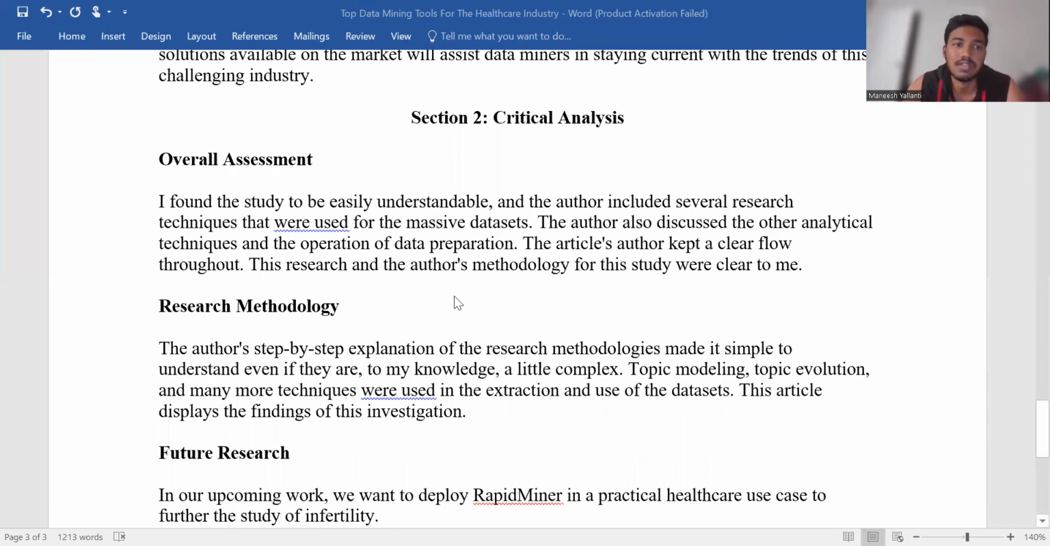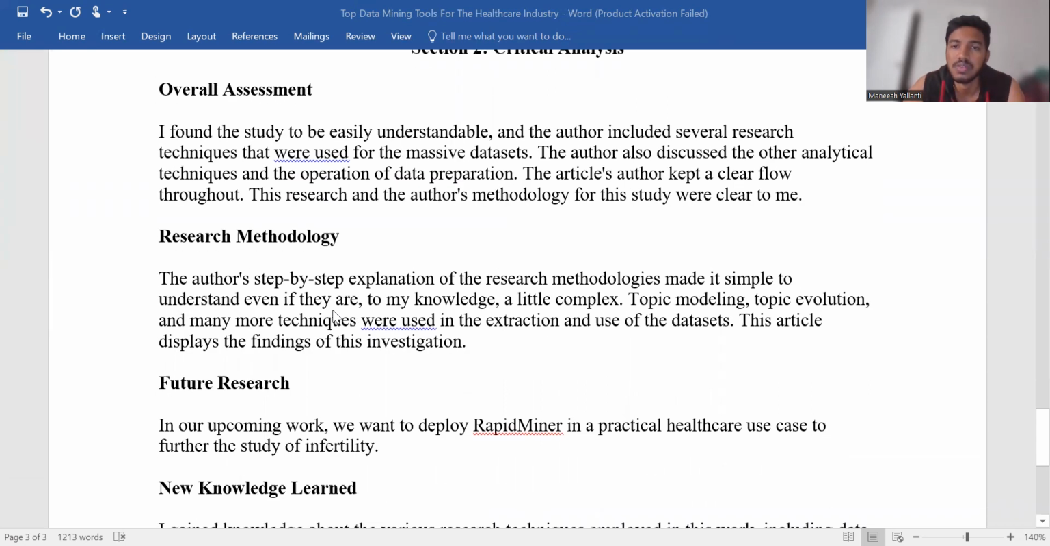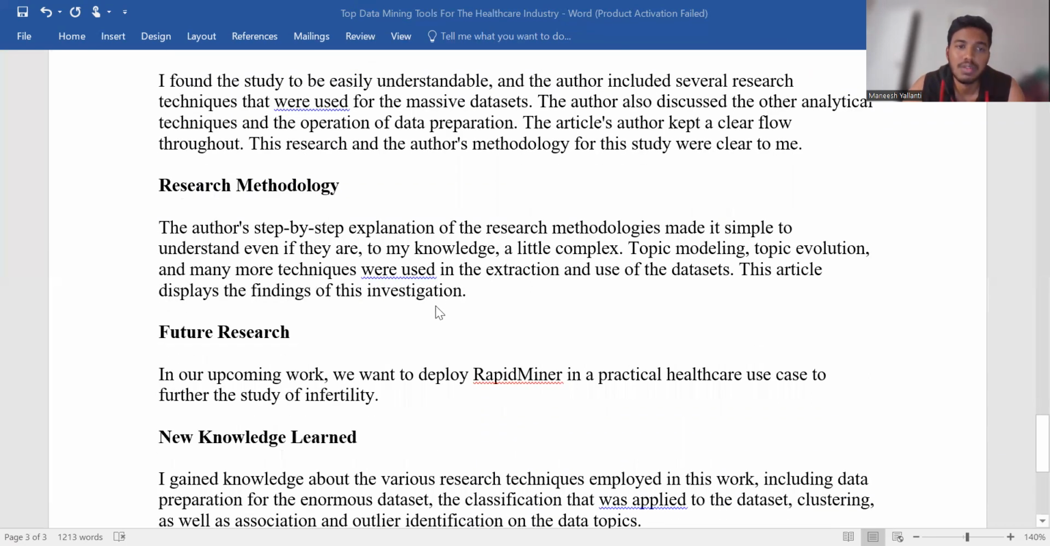Section 2, critical analysis. Overall assessment. I found this study to be easily understandable, and the author included several research techniques that were used for the massive datasets. The author also discussed the other analytical techniques and the operation of data preparation. The article's author kept a clear flow throughout this research, and the author's methodology for this study was clear to me. Research methodology. The author's step-by-step explanation of the research methodologies made it simple to understand, even if they are, to my knowledge, a little complex.